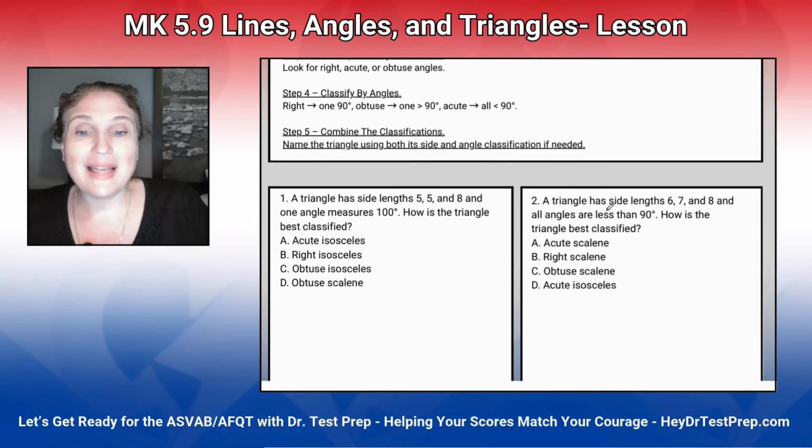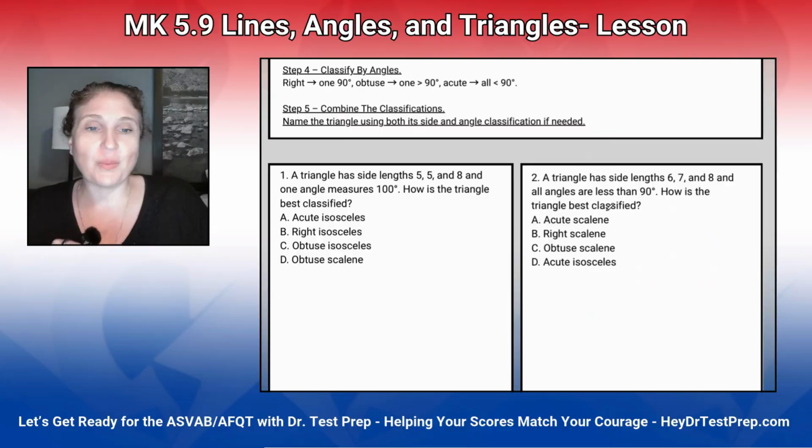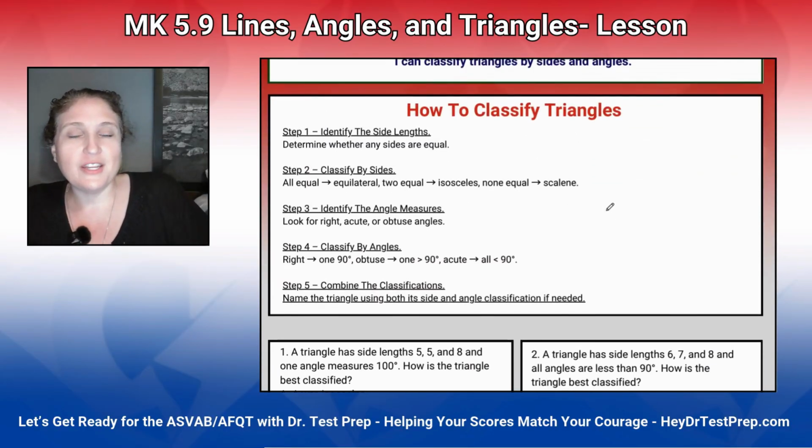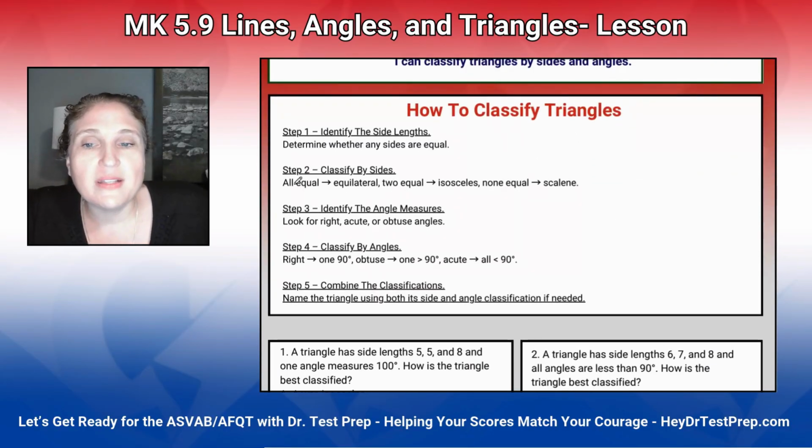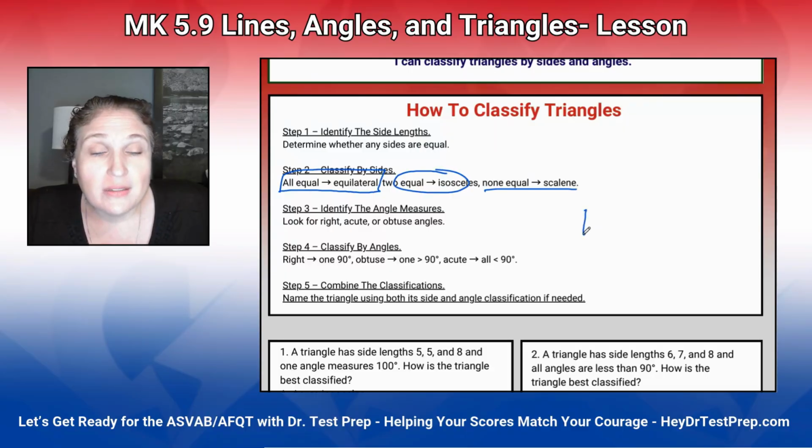All right, now we're classifying triangles, okay? With the classification, we're basically looking for, are all the sides equal? If they are, they're equilateral. If two sides are equal, then it's isosceles. If no sides are equal, then it's scalene. Our right angle is 90 degrees. Anything less than that is acute. Anything bigger than that is obtuse.